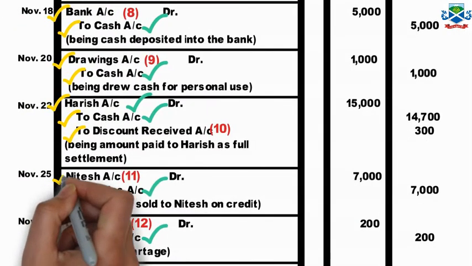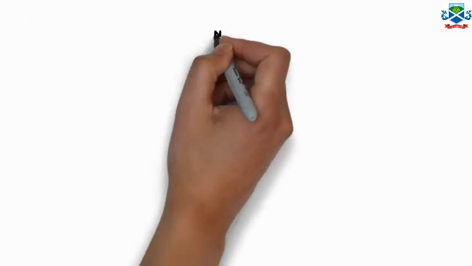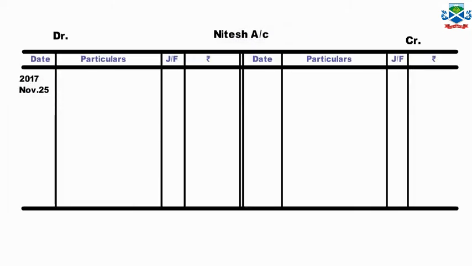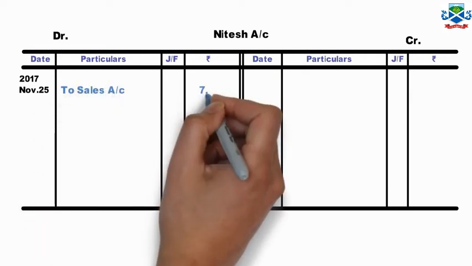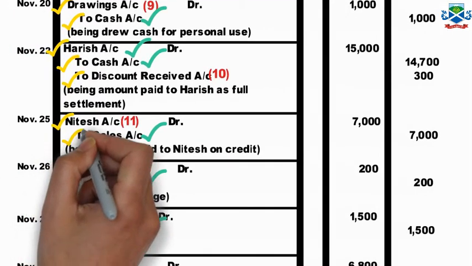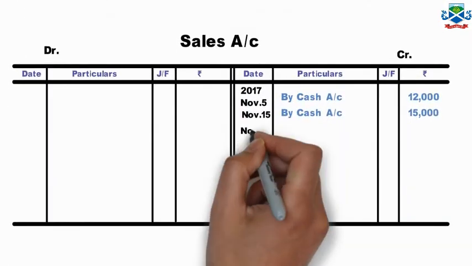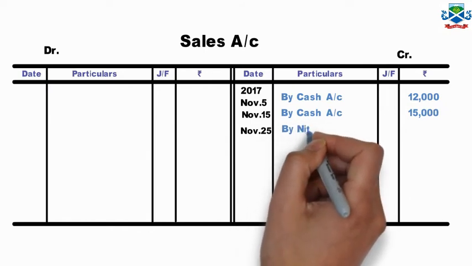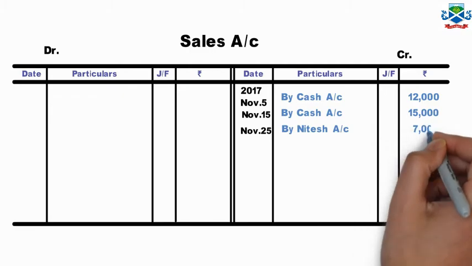Next one is Nitesh account debit to sales account, that is 7,000. So we need a new Nitesh account on November 25. Nitesh account debit to sales account 7,000. Similarly, sales is credited by Nitesh, and we already have the sales ledger. We go to the sales account and on the credit side we will write November 25th, by Nitesh account 7,000 on the credit side.